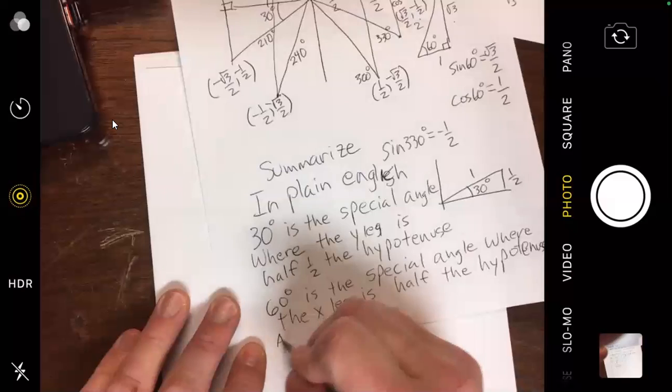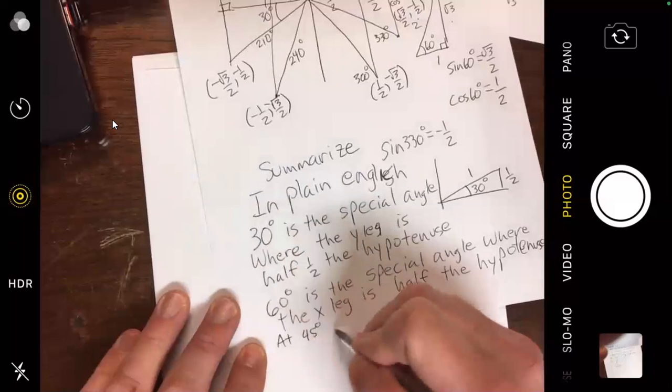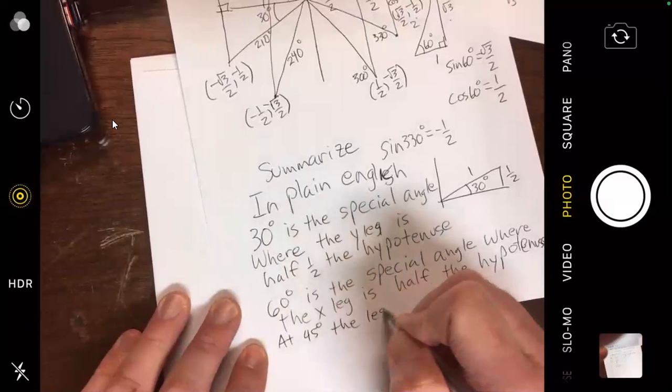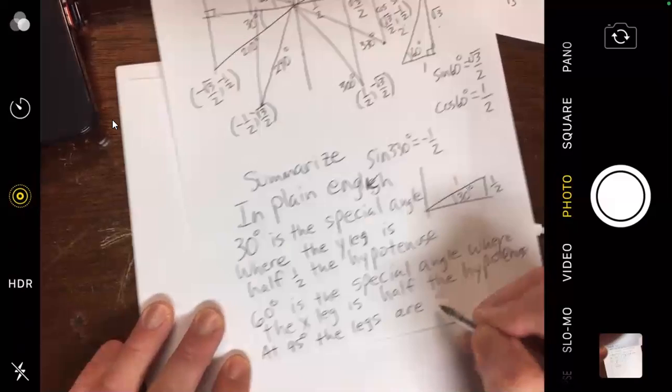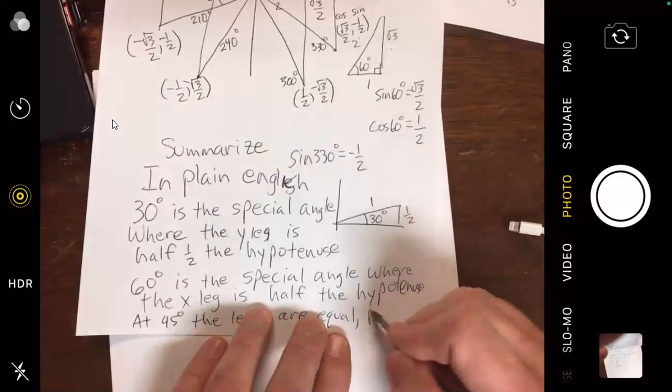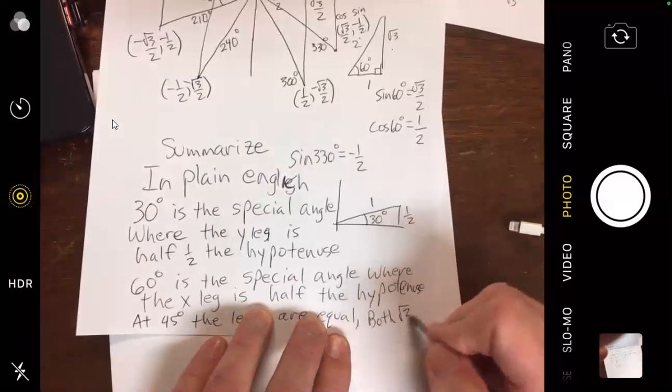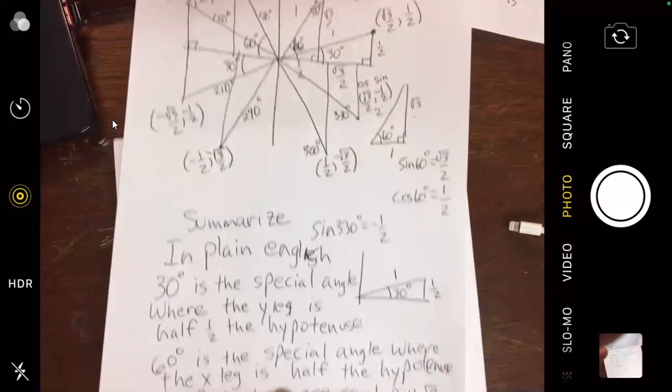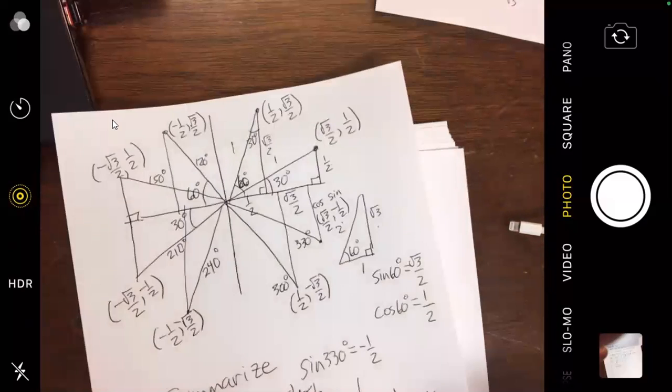At 45 degrees, the legs are equal, both root 2 over 2. That's the best summary of the intro to trig that I can give.